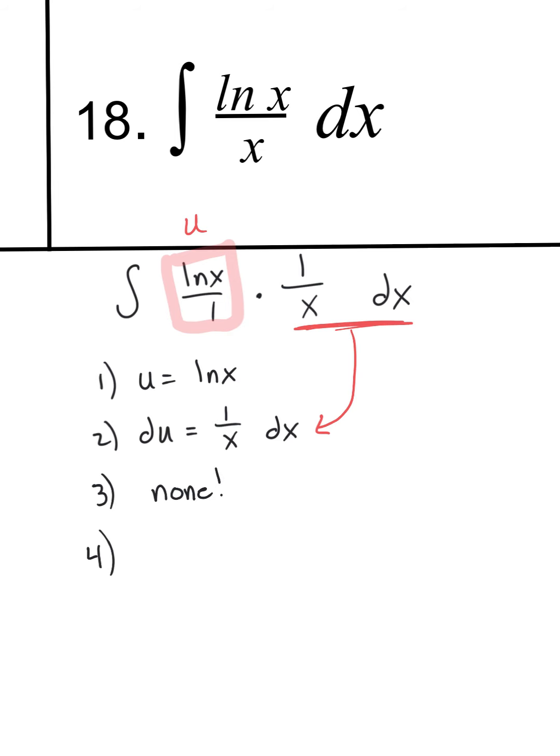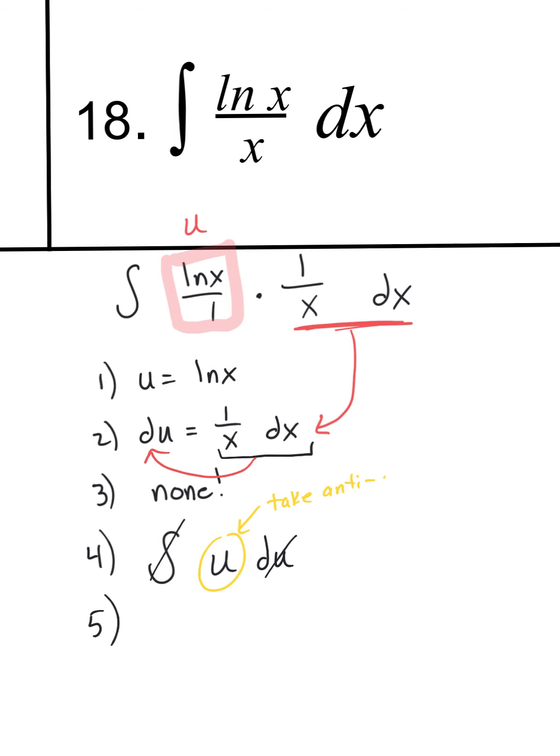Fourth step. We rewrite everything. ln x gets replaced with u. What am I going to replace 1 over x dx with? This whole thing here is equal to du. So that gets replaced with du. Perfect. Now I'm set. Step 5, take the antiderivative. The notation drops out. The only thing that I need to take the antiderivative of is u. And that is going to be a power rule.